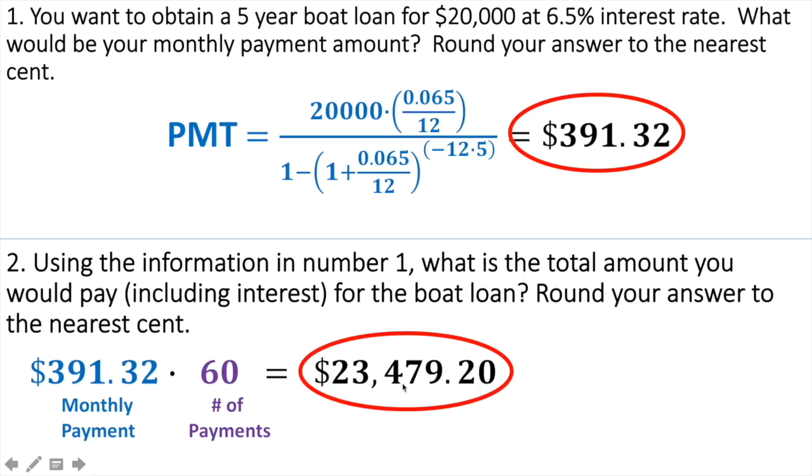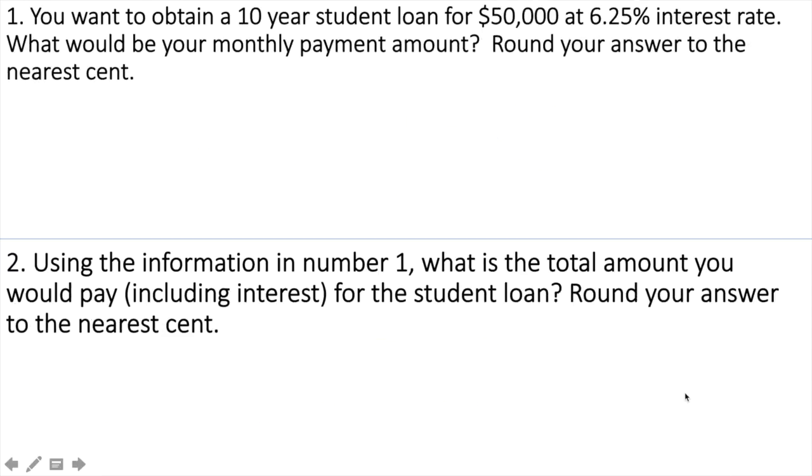I'm going to end up paying $23,479.20 total for this boat. Okay, so by the time I calculate my $20,000 I borrowed plus all the interest I paid, that's my $23,000 here. Now what I want you to do is try this exact same type of problem on the next one. So push pause on the video, then after you obtain both answers, come back and push play.